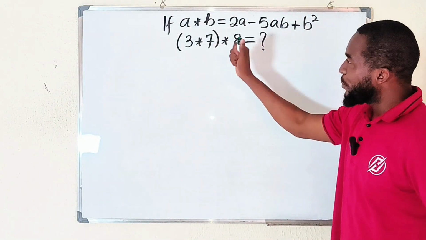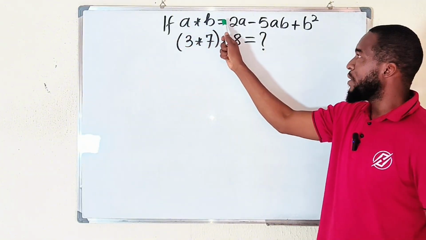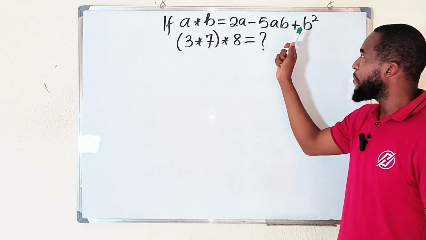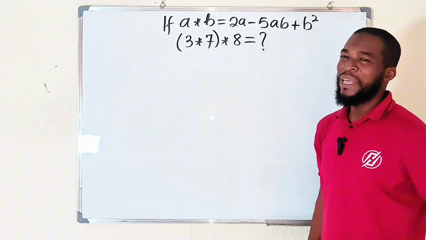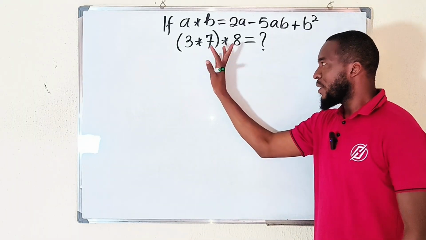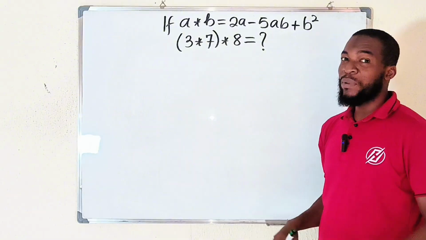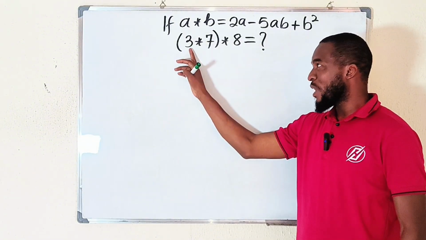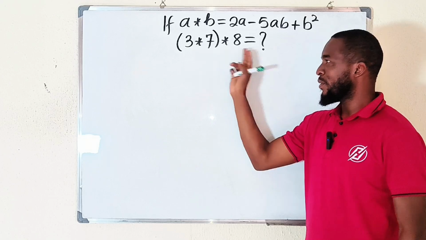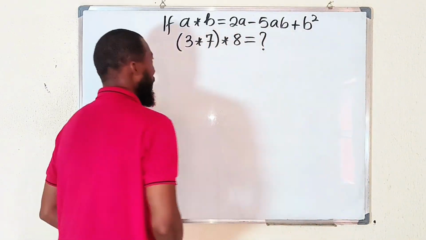This question stated that if a asterisk b is equal to 2a minus 5ab plus b squared, then what is the value of 3 asterisk 7 whole asterisk 8? Remember, binary operation always connects two values. This is why we have this and this first, then subsequently we introduce 8.